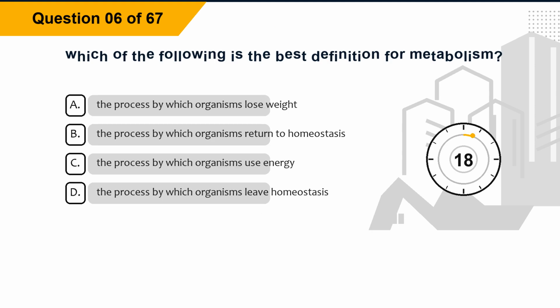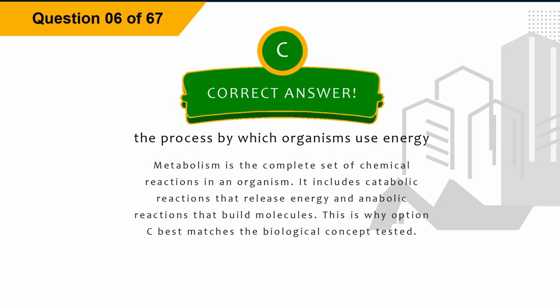Question 6. Which of the following is the best definition for metabolism? Option A, the process by which organisms lose weight. Option B, the process by which organisms return to homeostasis. Option C, the process by which organisms use energy. Option D, the process by which organisms leave homeostasis. The correct answer is option C, the process by which organisms use energy. Explanation. Metabolism is the complete set of chemical reactions in an organism. It includes catabolic reactions that release energy and anabolic reactions that build molecules. This is why option C best matches the biological concept tested.